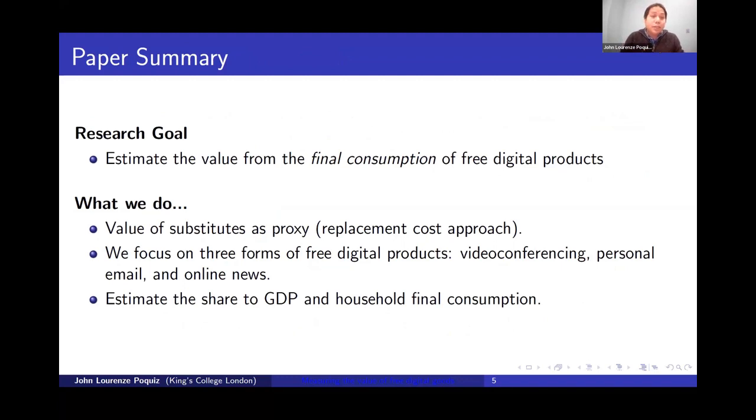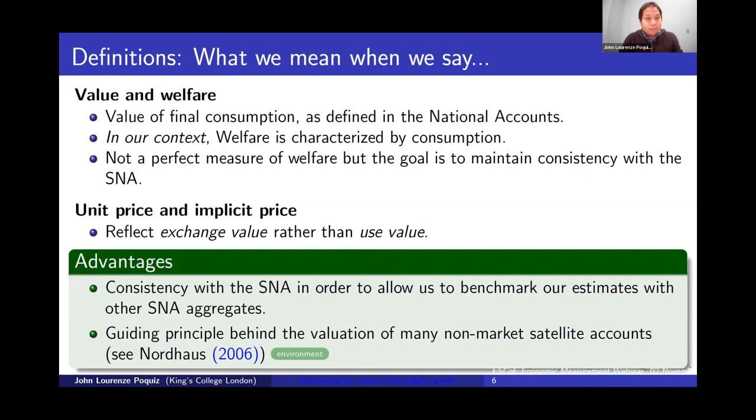Now, the goal of my research is to estimate the value of final consumption of free digital goods and free digital products. The way we do this is to use a methodology that's already being used in the national accounts, which is the use of substitute goods, or the use of prices from related markets as a proxy for the value of these free digital goods. For this paper, we focus on three forms of free digital products: email, online news, and video conferencing. And we estimate the share of these products as a proportion of GDP and household final consumption expenditure.